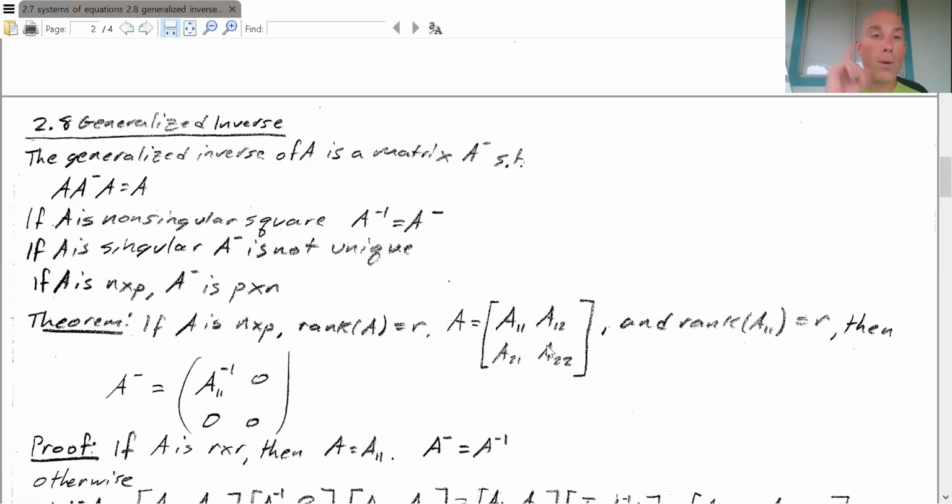Now, remember that if R is less than the dimensions of A, and A is non-square, then there are multiple generalized inverses. This just gives us one possible one to work with. Makes our life easier. Now, this is a special situation. A may or may not have this form of a block matrix.